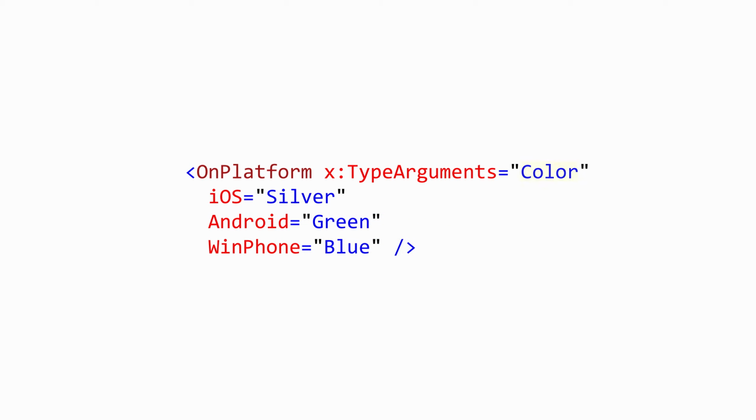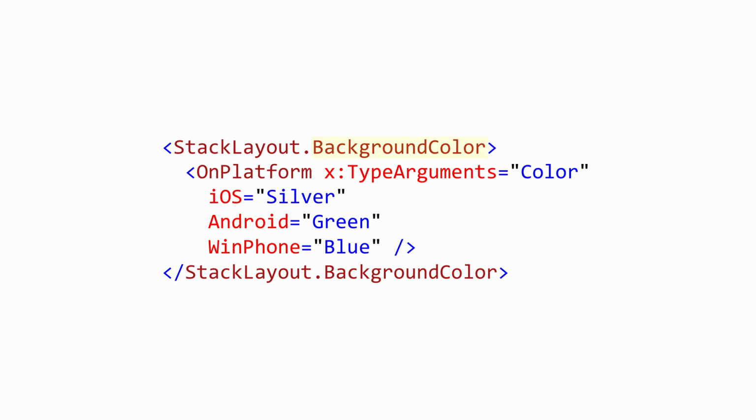Here's a more complete example. So the type here will be Color, and then there's three values for the different platforms, and of course we would use this as the value for some property of type Color. So in this case, I nest that inside the setting for a background color.